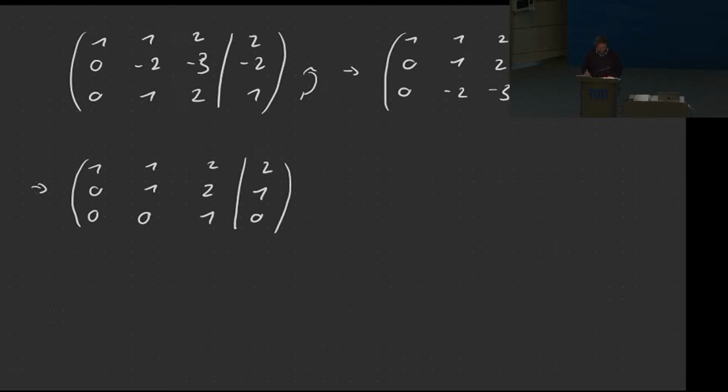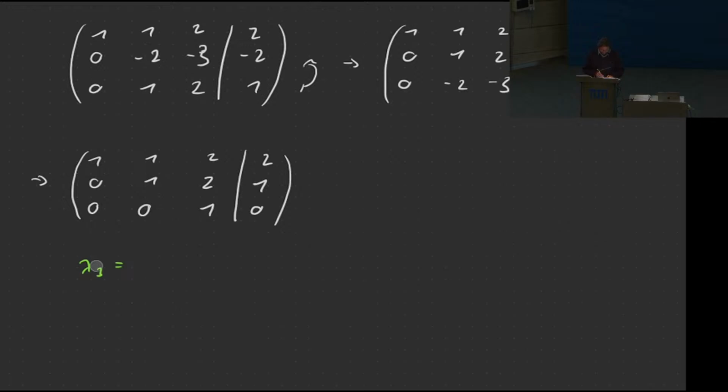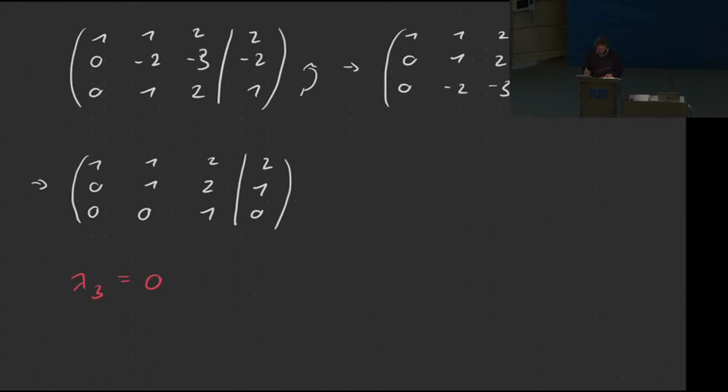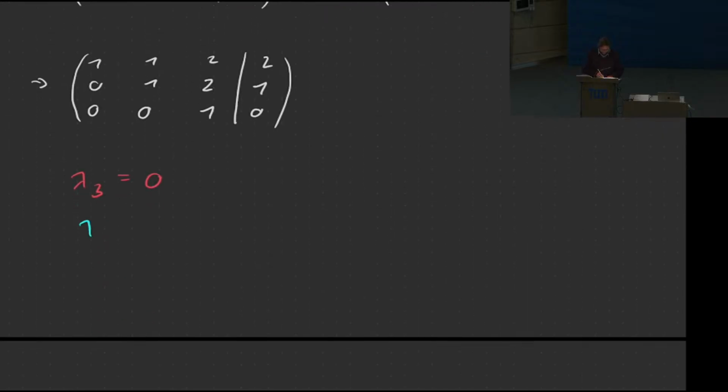Obviously, the solution is unique, right? My matrix has full rank. So as expected, I get a unique solution. And my solution is, well, lambda 3. I call these lambda 3 red. Maybe let's keep those colors. Red: lambda 3 becomes 0. For lambda 2, that was blue, I have the equation lambda 2 plus 2 lambda 3 is 1. So as lambda 3 is 0, that simply means lambda 2 is 1.